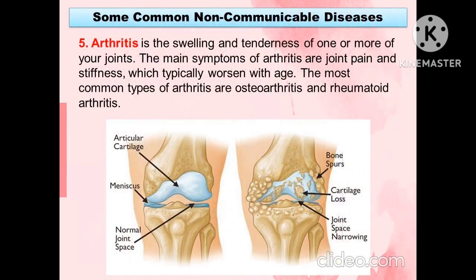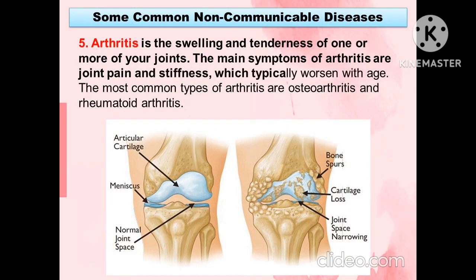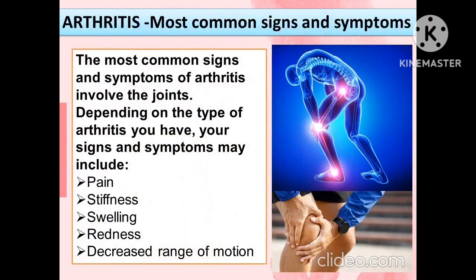Another common non-communicable disease is arthritis. Arthritis is the swelling and tenderness of one or more of your joints. The main symptoms of arthritis are joint pain and stiffness, which typically worsen with your age. The most common types of arthritis are osteoarthritis and rheumatoid arthritis.